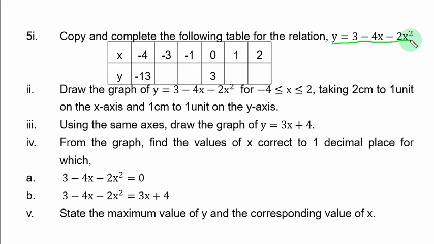Roman figure 2, draw the graph of y = 3 - 4s - 2s² for the values of s ranges from -4 to 2. That is, -4 ≤ s ≤ 2. Taking 2 centimeters to 1 unit on the s axis and 1 centimeter to 1 unit on the y axis.